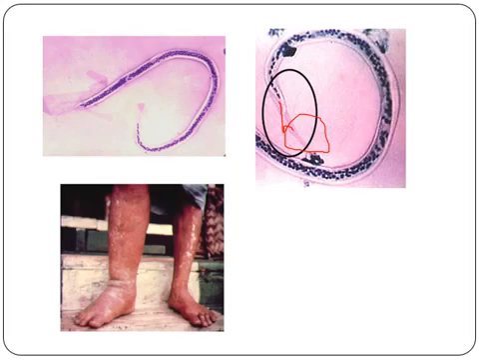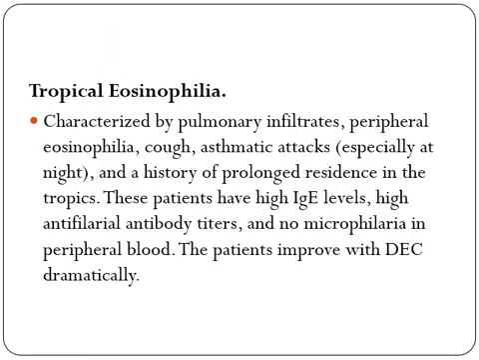This is a case of elephantiasis. See or compare how it is affecting one leg and the other is clear. Tropical eosinophilia is characterized by pulmonary infiltrates and peripheral eosinophilia.